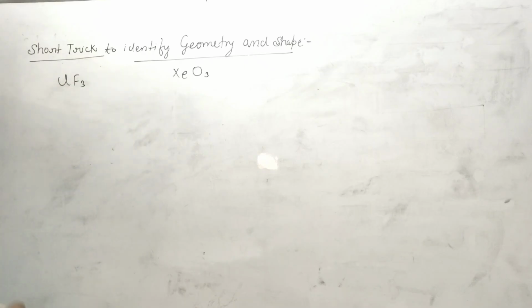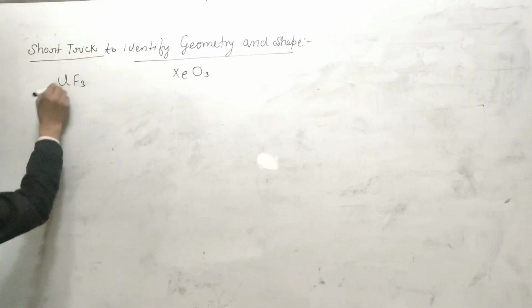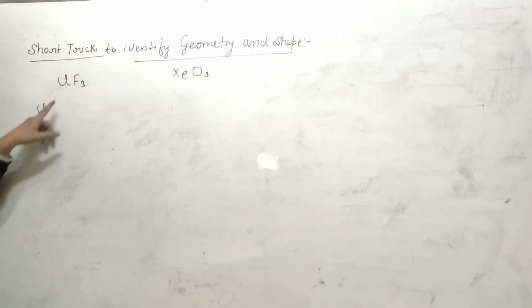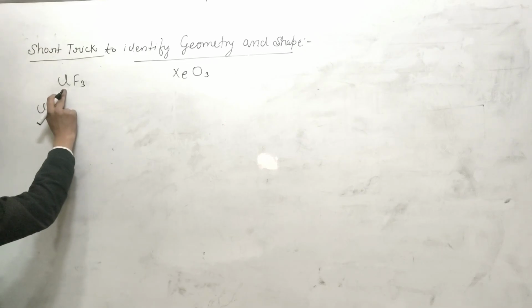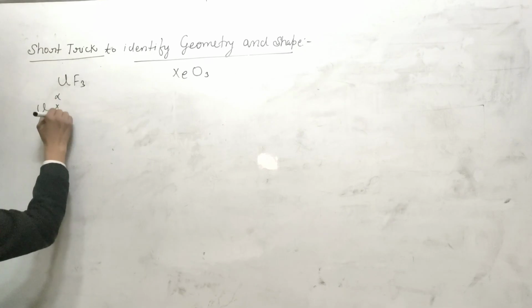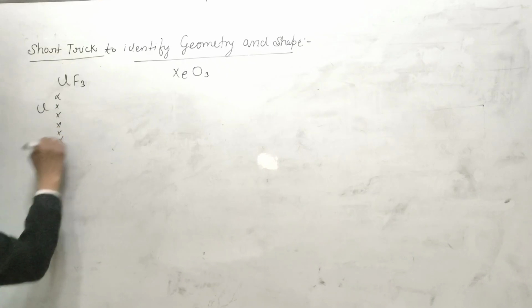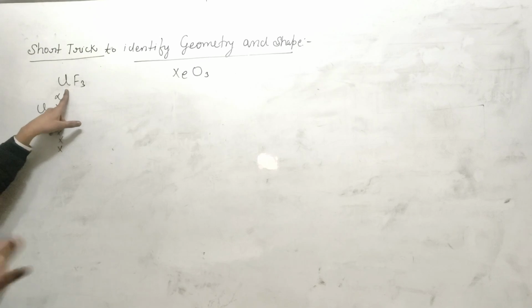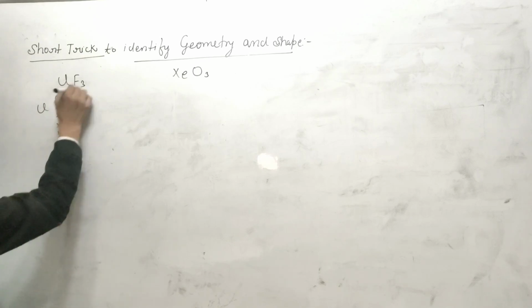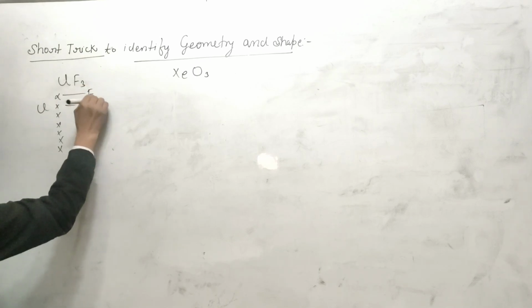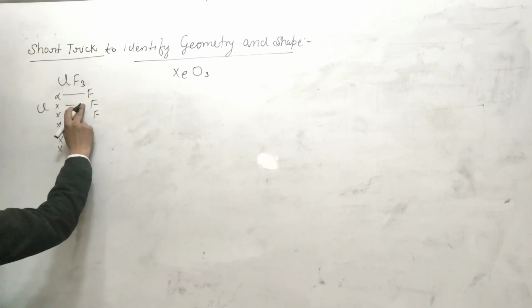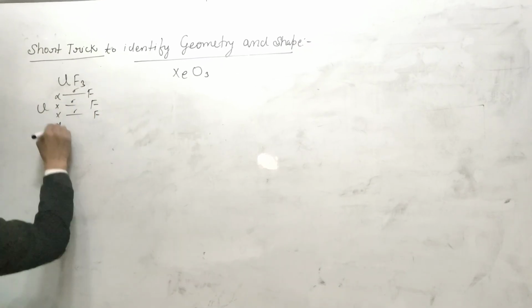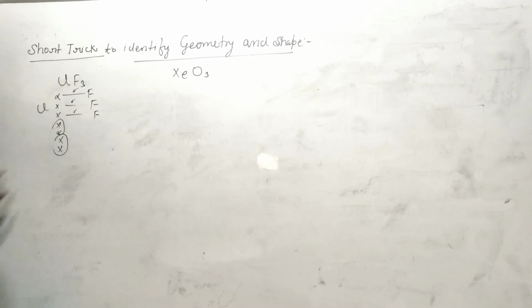There is another example. How do we find the geometry and shape? For that, first of all, we write the Cl valence electrons. How many valence electrons are in Cl? There are 7 electrons: 1, 2, 3, 4, 5, 6, 7. Is there any positive charge? No positive charge, and there is no negative charge. So there are 3 fluorine atoms: 1, 2, and this is 3. So 3 fluorine atoms means 3 sigma bonds and 2 lone pairs.